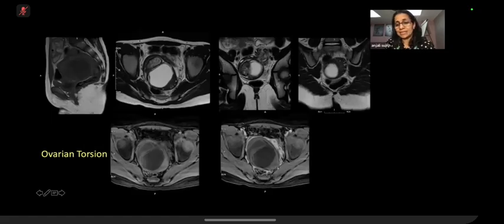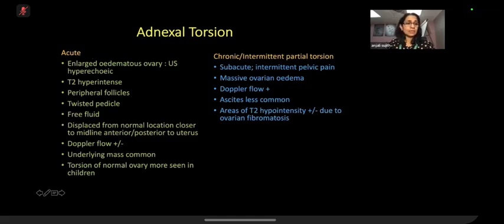But the fact that it does not enhance, even the normal ovarian parenchyma here does not enhance, is worrying because the vascularity is compromised. So in acute torsion, typically the follicles are peripheral. You can see a twisted pedicle sometimes. There will be free fluid. On ultrasound, you may or may not demonstrate color flow.